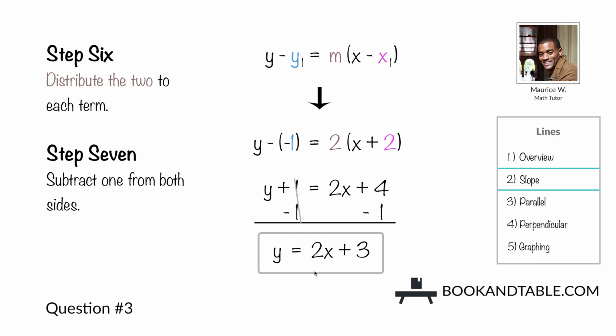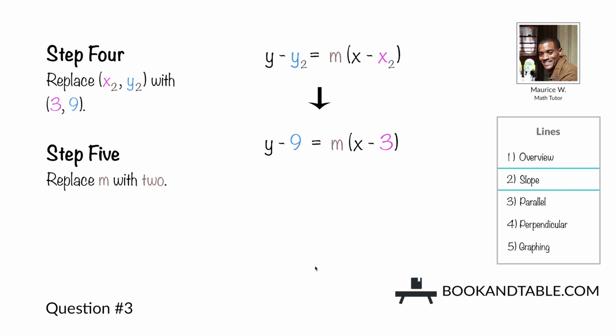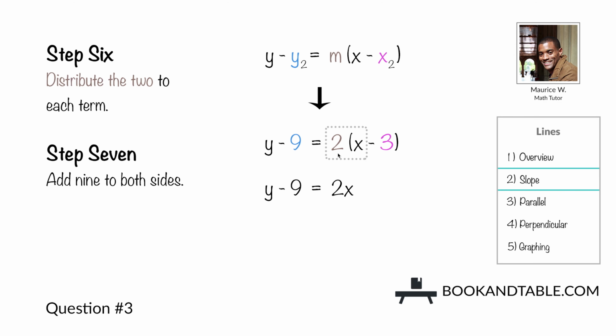Let's say you use the second point. You replace x2 and y2 with 3 and 9. And then step 5 would have been to replace the slope with positive 2. Step 6, distribute this 2 to each term inside the parentheses here. 2 times x is 2x. 2 times negative 3 is negative 6. So we wind up with y minus 9 is equal to 2x minus 6.